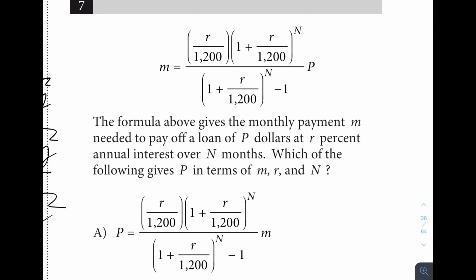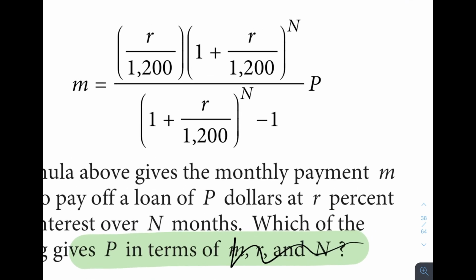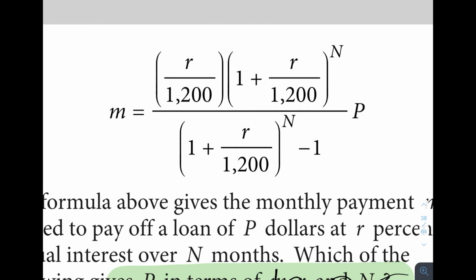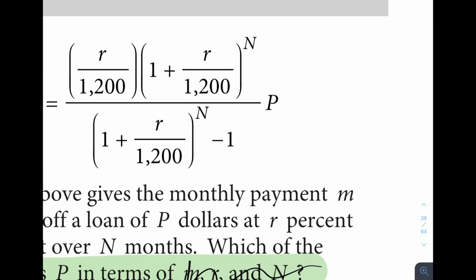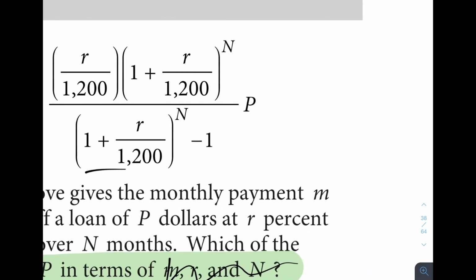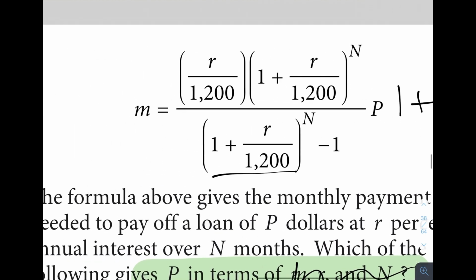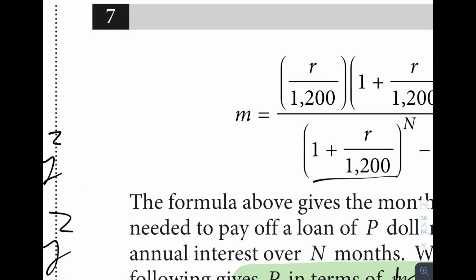For this question, it's asking us to find p in terms of everything else. This doesn't matter. All we know is that we have to find p by itself. So we have to isolate p. So we can start by multiplying both sides by this entire thing, 1 plus r over 1200 minus 1. So we can also do that to this side.